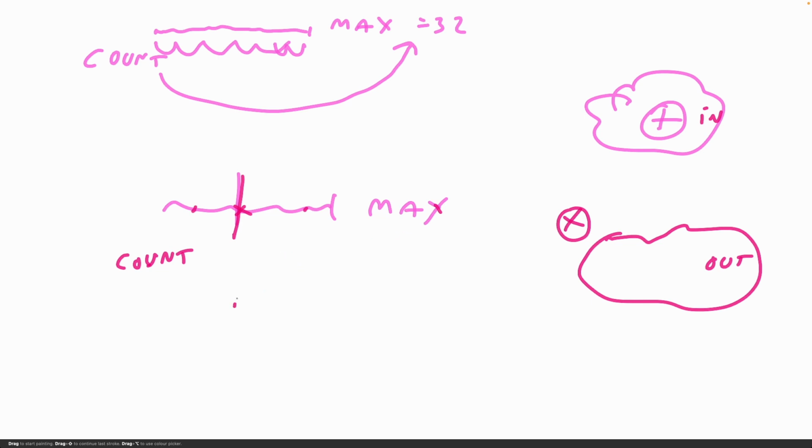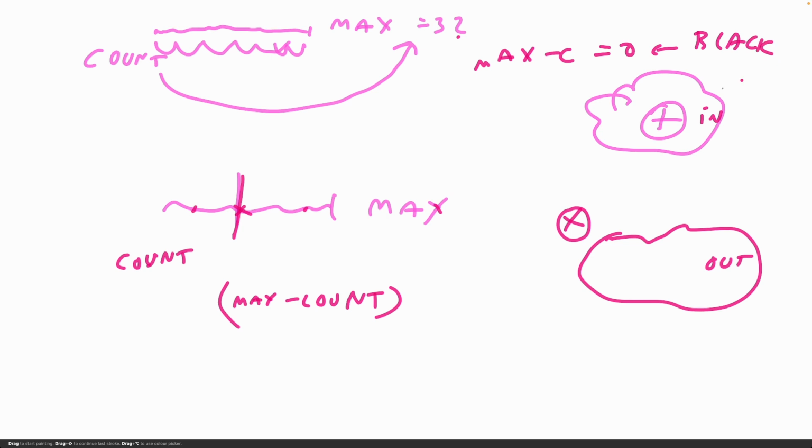So if I say max minus count, in this case it'll be 0. So max minus count equals 0, because the count has reached the maximum, and 0 is nicely black in most colour schemes, so that's the colour black. If it's not reached it, this will be a non-zero value. Let's just say that's 32 and that's 16, just to illustrate the point.